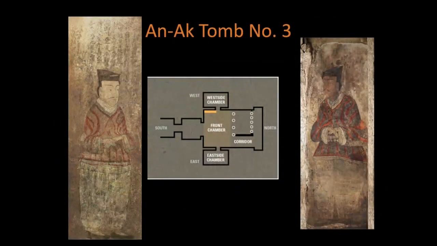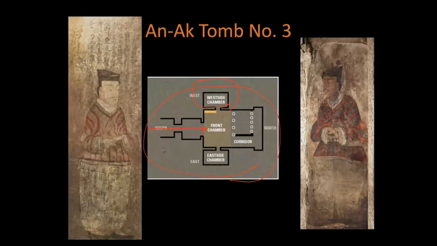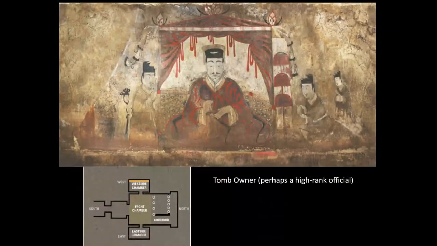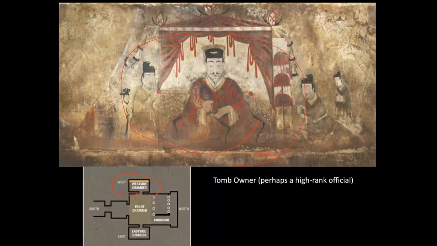So the Anak tomb looks like this. This is the room structure. So there is an entrance, right? And then you have the main chamber, and then you have the west chamber, and then the east chamber, and each of them have more scenes. And going into a little bit, the most important room where you see the tomb owner's portraiture is in the west chamber.